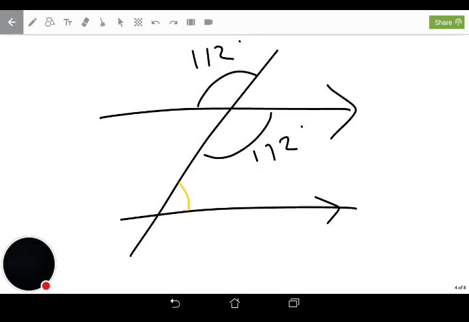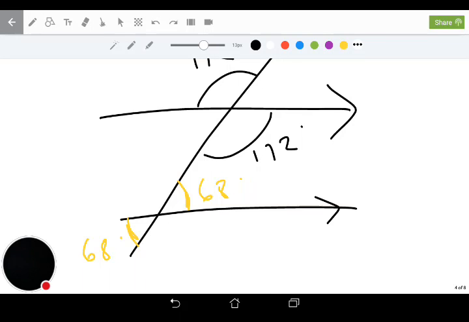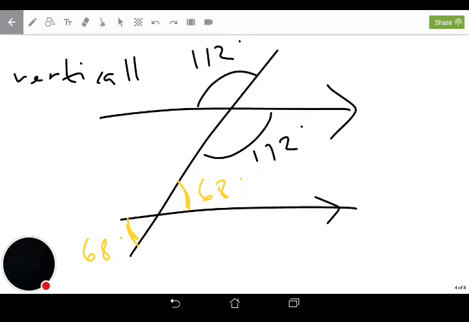If that's 112, then to get this yellow area that I've just highlighted, we would need to take it away from 180 because they are co-interior angles. So 180 minus 112 is leaving us with 68 degrees, which would mean that this side over here is vertically opposite, so that would also be 68 degrees. So if you just want to make a note of that, this is when they are vertically opposite.